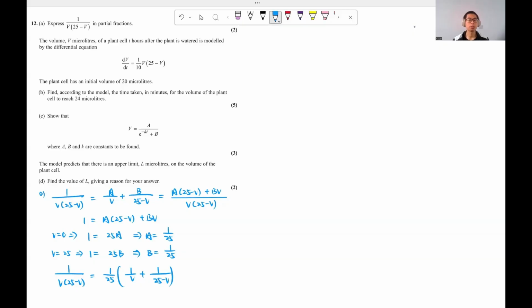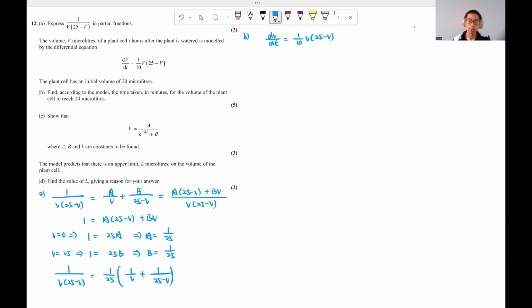Okay, in this case, we want to find the time for the volume of the plant cell to reach 24 microliters. So we definitely need to find what the volume is, and then we can plug in to solve it. So we need to integrate it first. So we have dV over dt equal to 1 over 10 V times 25 minus V. Again, we can't integrate V with respect to t, so we need to move all the V to one side and all the other to the other side.